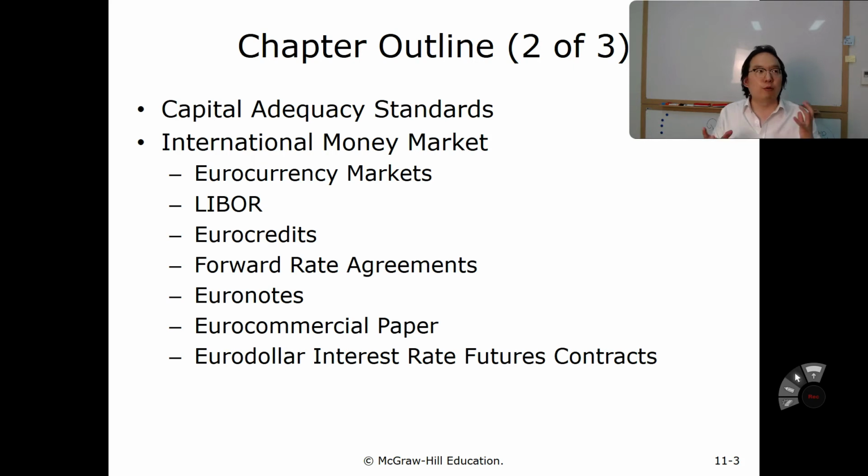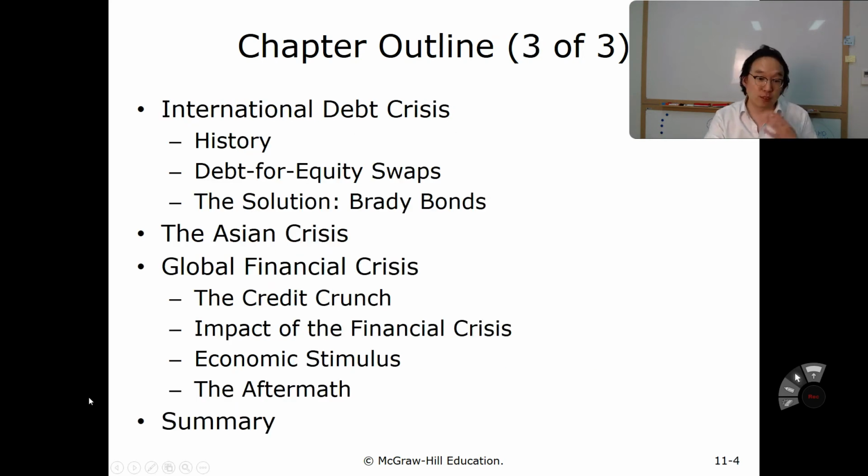Commercial papers in Korean terminology, this is 기업어음 kind of things. And then Eurodollar interest rate futures contract, this kind of thing is going to be discussed. And then the international debt crisis will be discussed as well, the history of this, and the inevitable thing we have to talk about is debt for equity swap, and the solution, the Brady bonds kind of things.